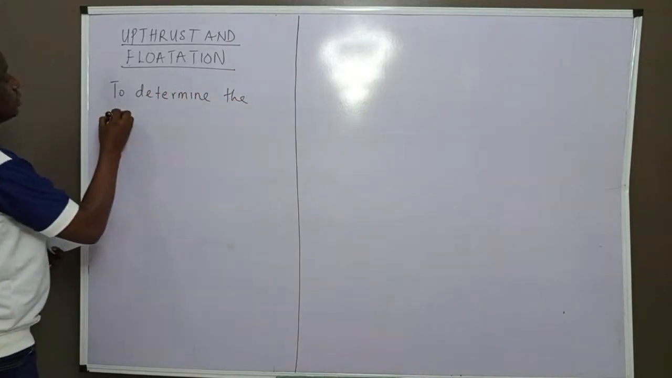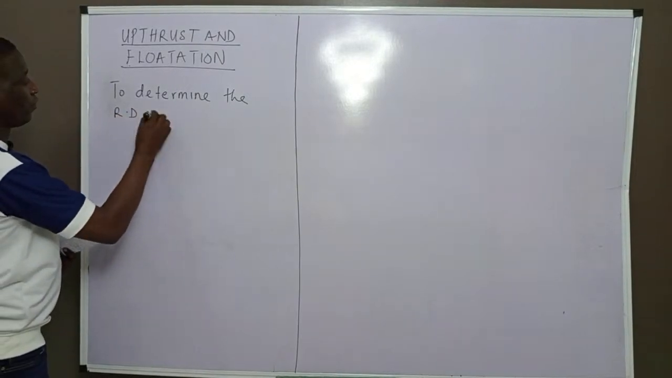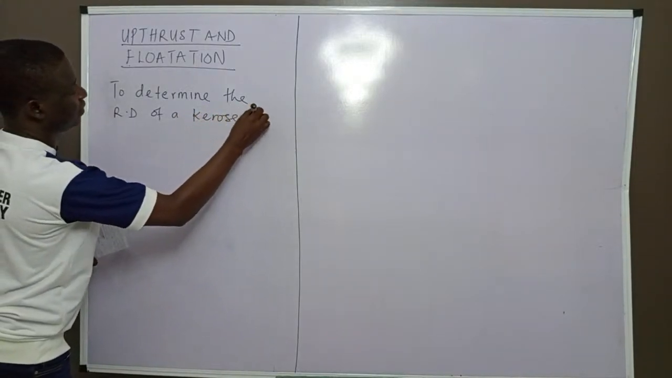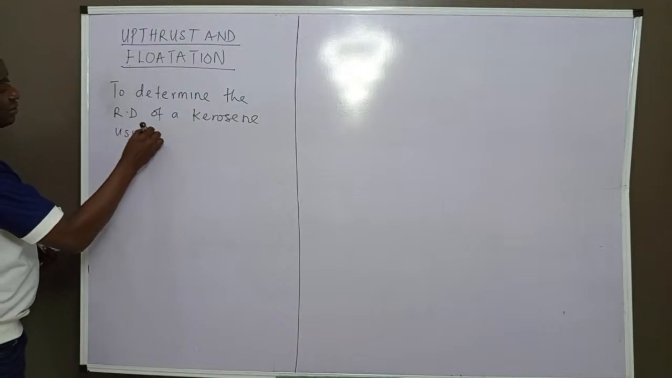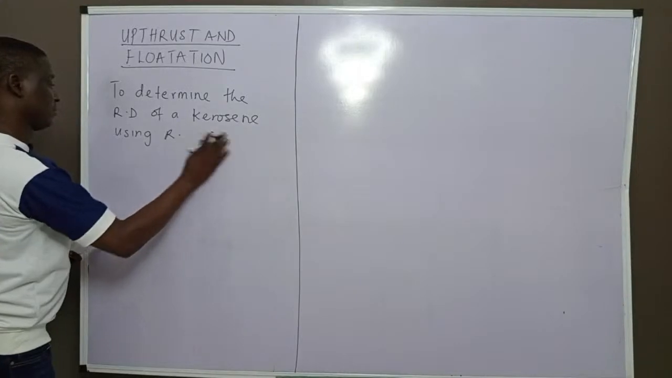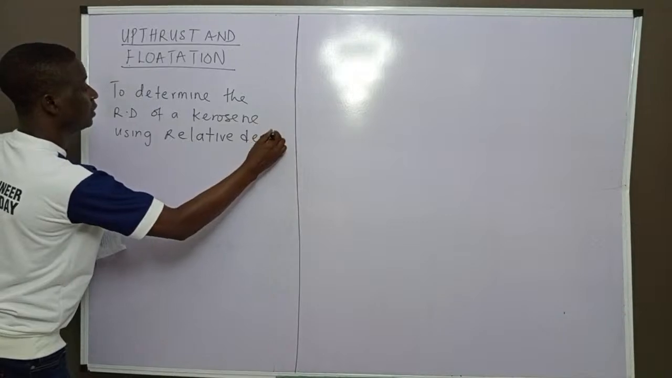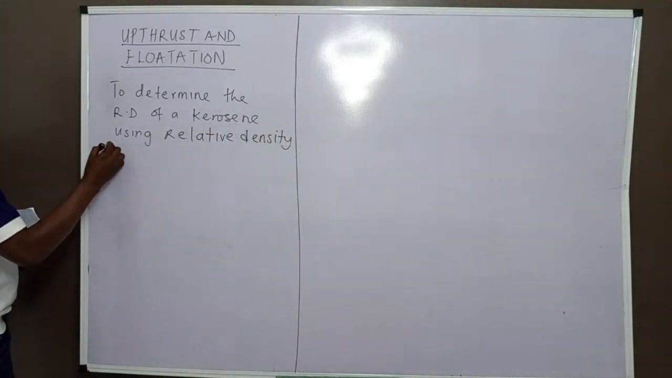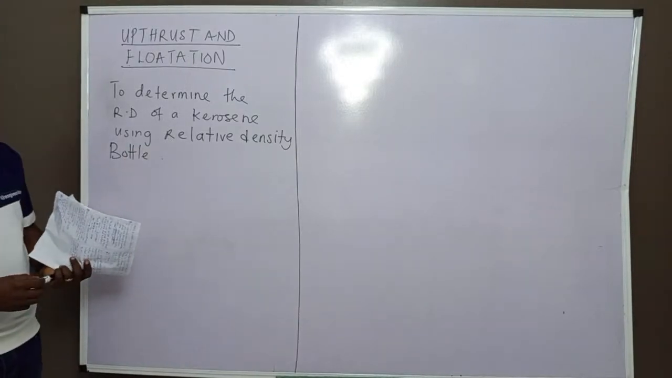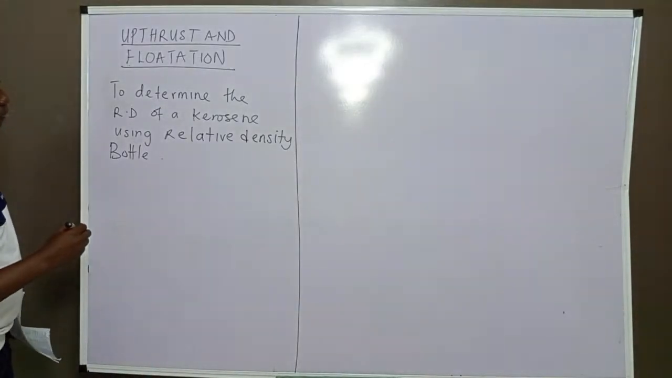The relative density of, let's say, kerosene using a relative density bottle. Now, how do we determine the relative density of kerosene using a relative density bottle?